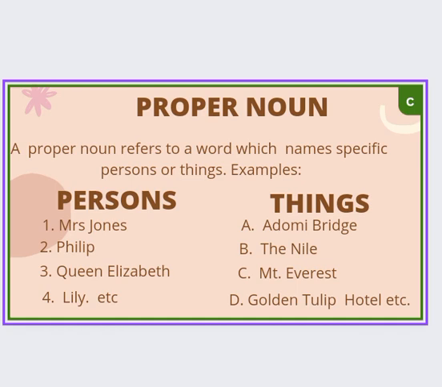Good. Then we also have things. The things that we have in this world are also proper nouns. Remember, they refer to specific things. The word there is specific, not just any other thing, but specific things. So we have the Adomi Bridge, the Nile, Mount Everest, and the Golden Tulip Hotel. I hope you are getting it.